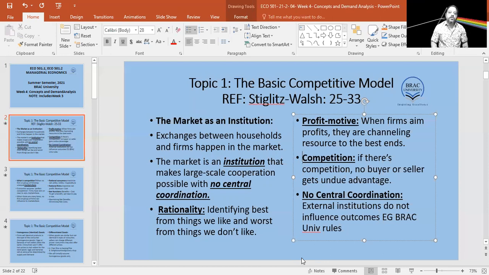No central coordination means that there is no external institution that determines the outcome of these exchanges. For example, in your case, the BRAC University determines various rules within which everybody has to abide. In the market that we are going to look at, this type of central coordination does not happen. It happens totally without any kind of external coordination.